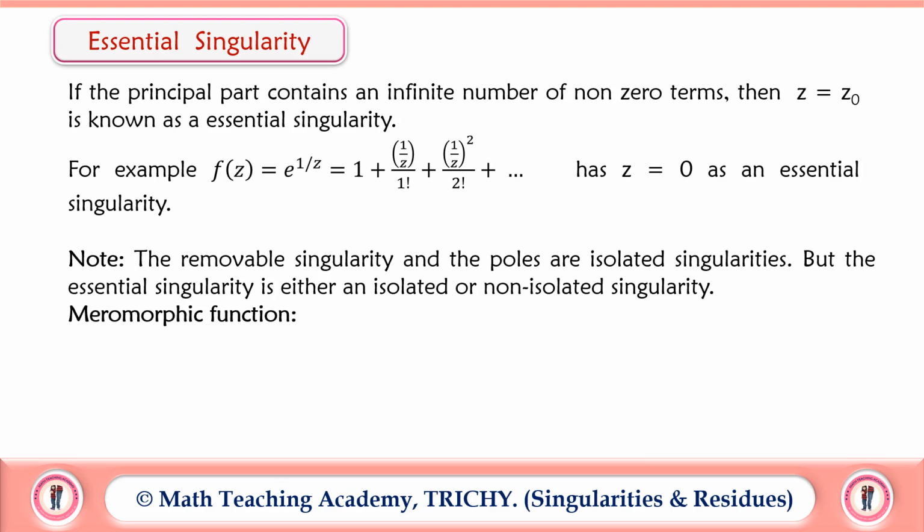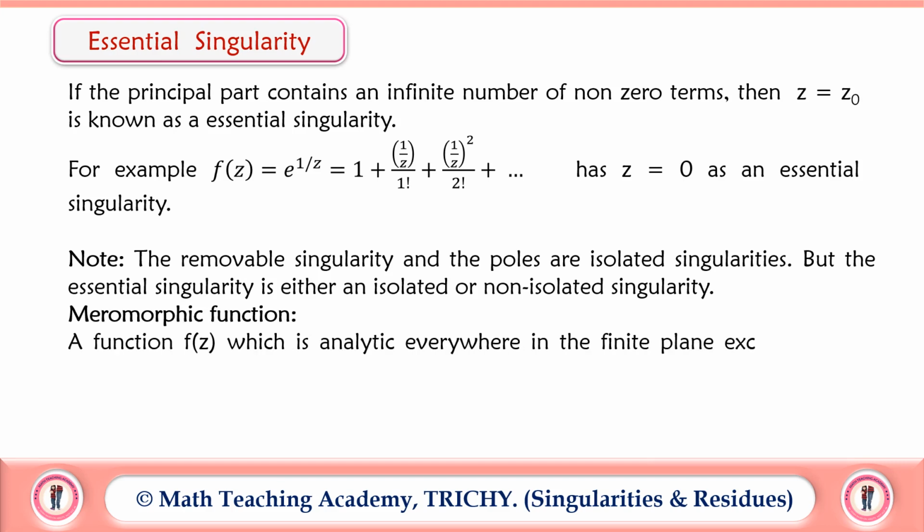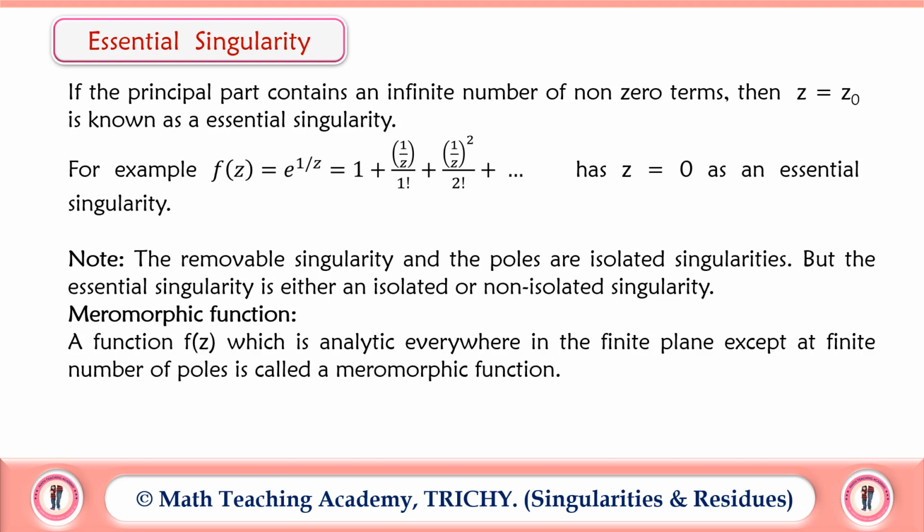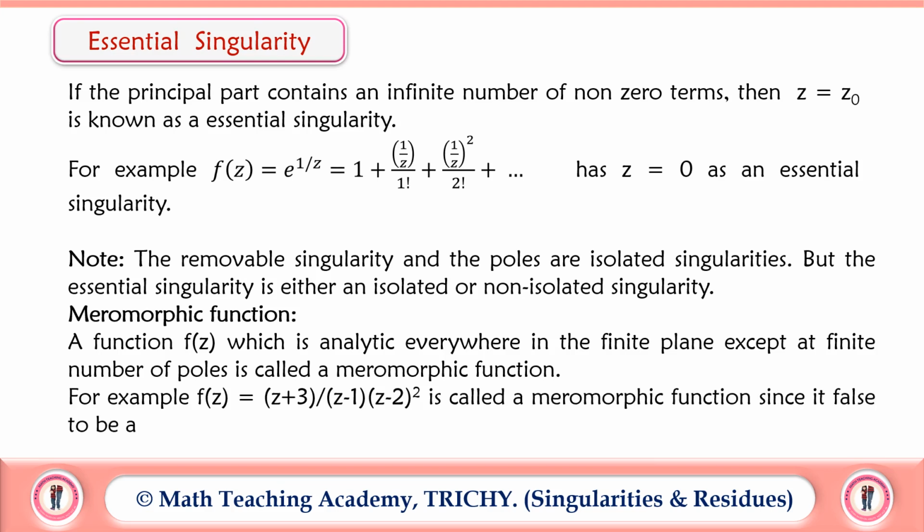And then the meromorphic function. A function f of z which is analytic everywhere in the finite plane except at a finite number of poles is called a meromorphic function. For example, f of z is equal to (z plus 3) divided by (z minus 1) into (z minus 2) whole squared. This is called a meromorphic function since it fails to be analytic at the poles z is equal to 2 and z is equal to 1. That is why this function is called a meromorphic function.